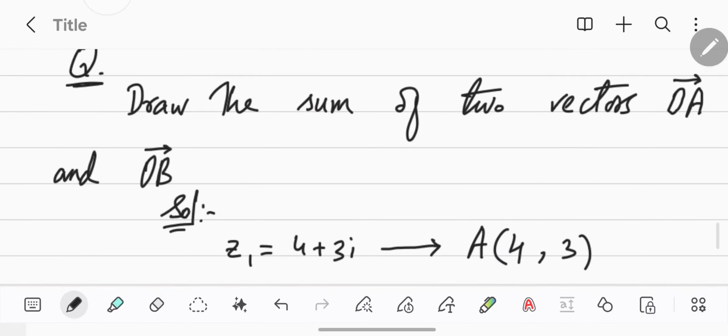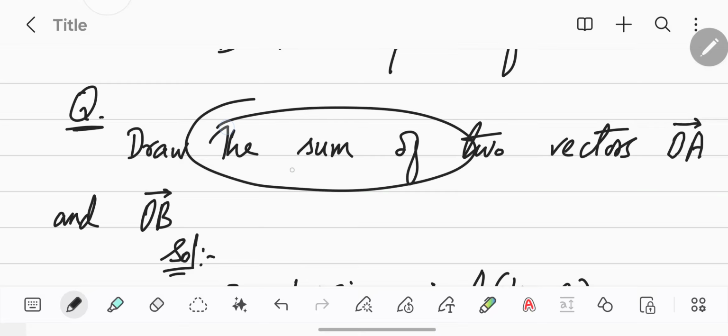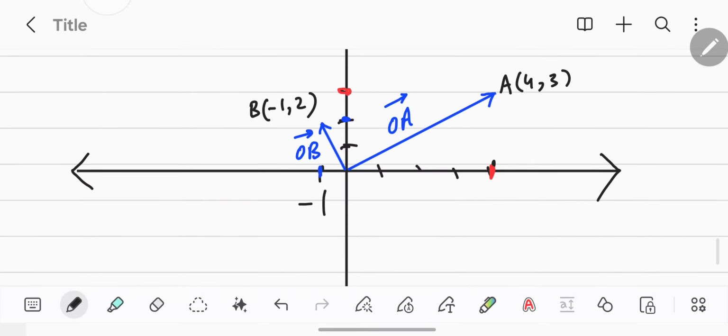Now what I have to do, look at the question again. Draw the sum of two vectors OA and OB. We have both vectors OA and OB. Now we need their sum. How can we add two vectors? So mathematically, if we are asked to add two vectors, we use the head to tail rule. Okay, what is the head to tail rule?